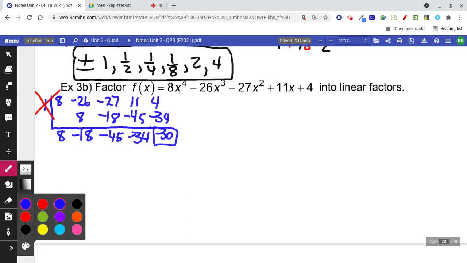So what else can we try? Something else in this list. I usually try to go in order from the easiest number to the hardest number. Is there a question? No? So the next easiest number for me to try is probably going to be negative 1. So I just start over. 8, negative 26, negative 27, 11, and 4.